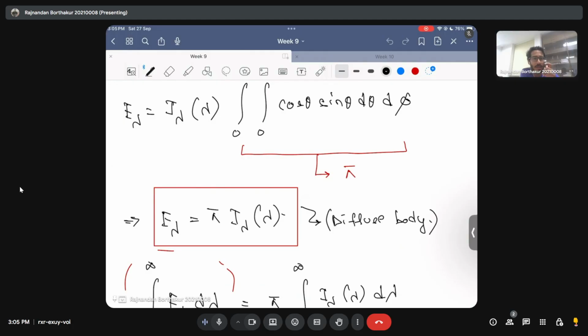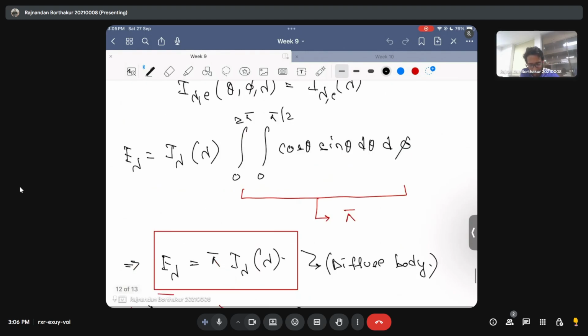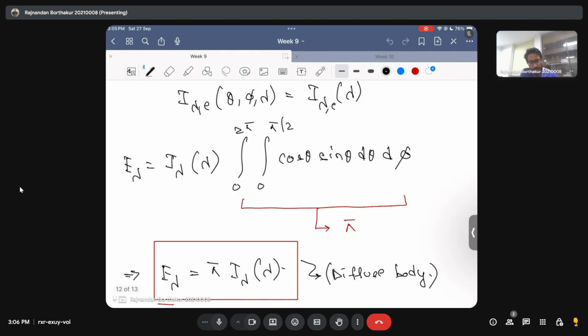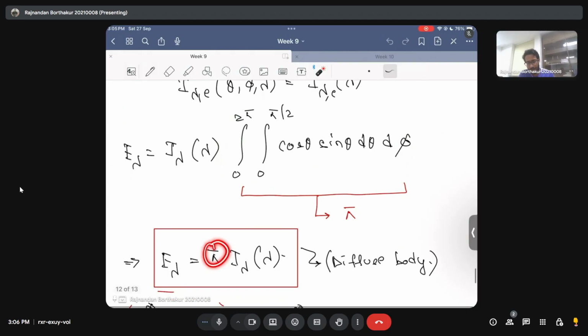And the ratio of E lambda to I lambda, which is the ratio of the spectral emissive power to the spectral intensity of radiation, is pi for a diffuse body. That pi factor actually came from this integration that you can see on your screen. This integration just reduces to pi, and that's the reason why you got this factor pi over here.